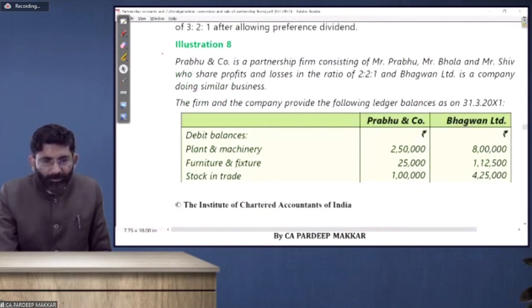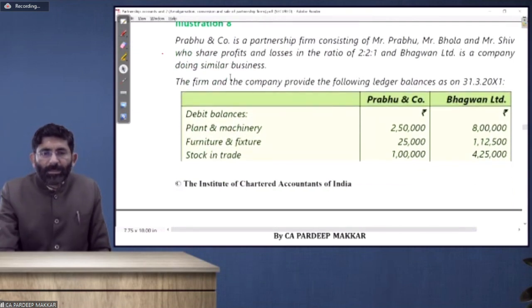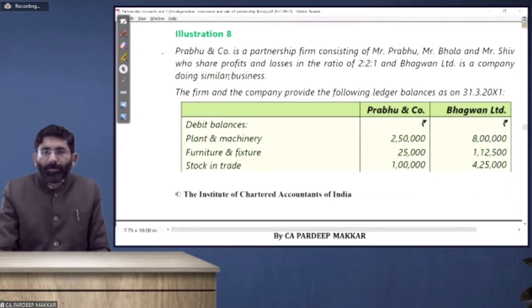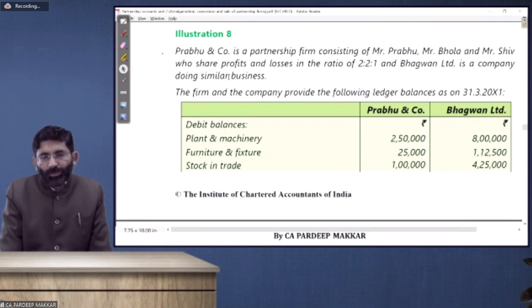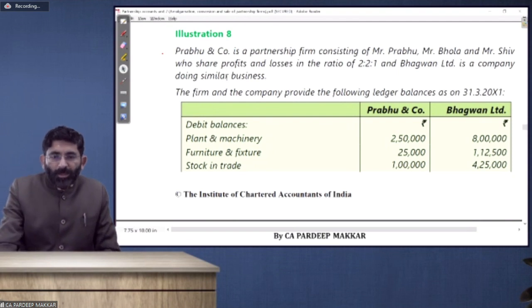Yes. Prabhu and Company is a partnership firm consisting of Mr. Prabhu, Bhola and Shiv, sharing profit in the ratio of 2:1, and Bhagwan Limited is a company doing similar business. Firm and the company provide the following ledger balances. Both have their closing balances with you on 31st of March 2011.